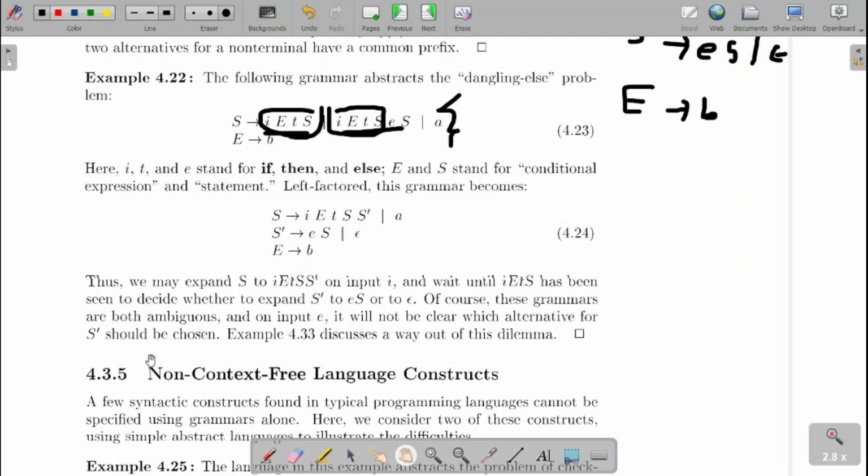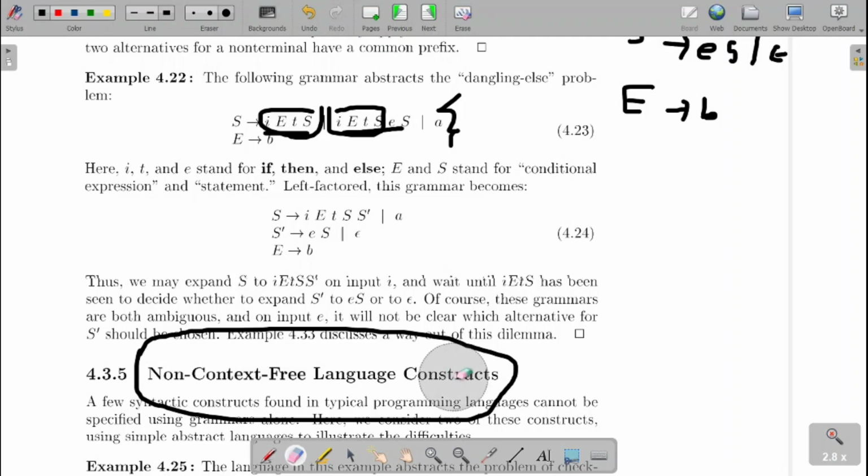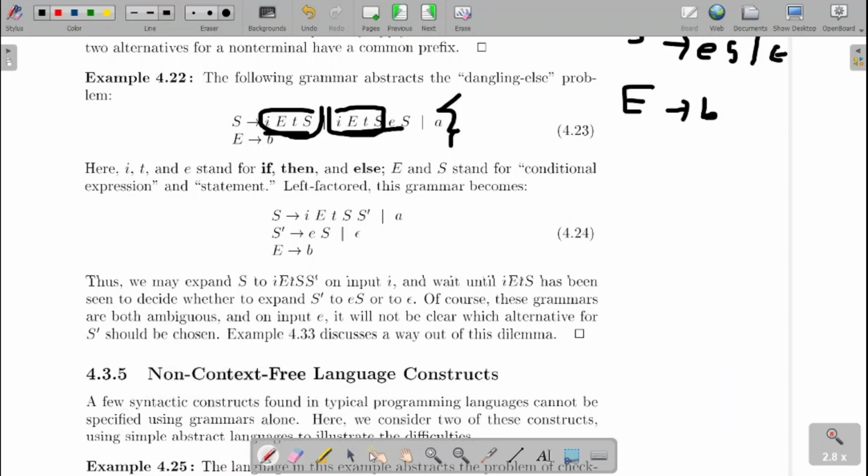Then the next topic is non-context free language constructs. Are context free grammars strong enough to handle all the cases? That is always a big question mark. There are many scenarios wherein just having context free grammars is not sufficient. There are many things in language buildup wherein we need other constructs along with the grammars. Let us consider examples one by one.